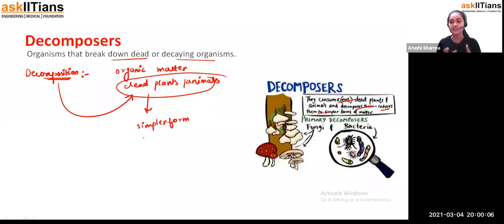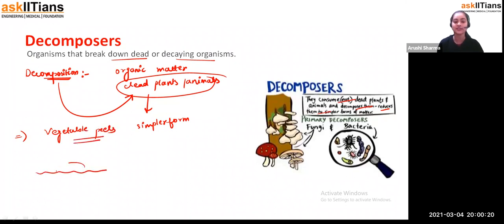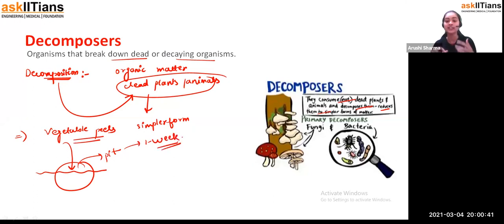Even, students, you can do one activity at your home. You can collect some vegetable peels. If there is soil, you can make one pit in that soil, put these vegetable peels in that pit, and then cover it. After some time, let's say one week, if you open that pit again, you will find that the vegetable peels you put in the pit are not present in their exact form.